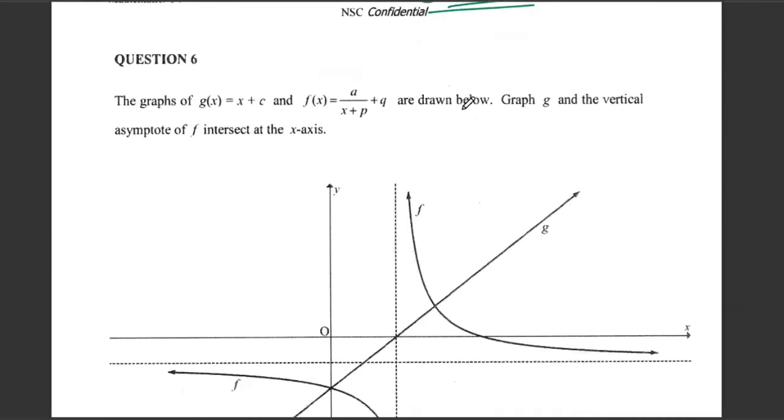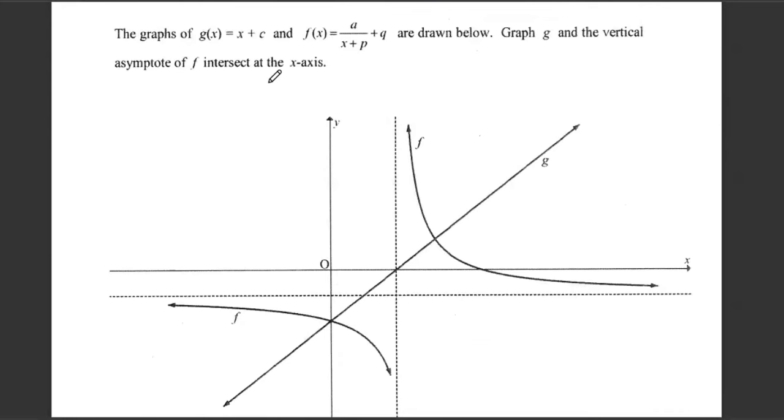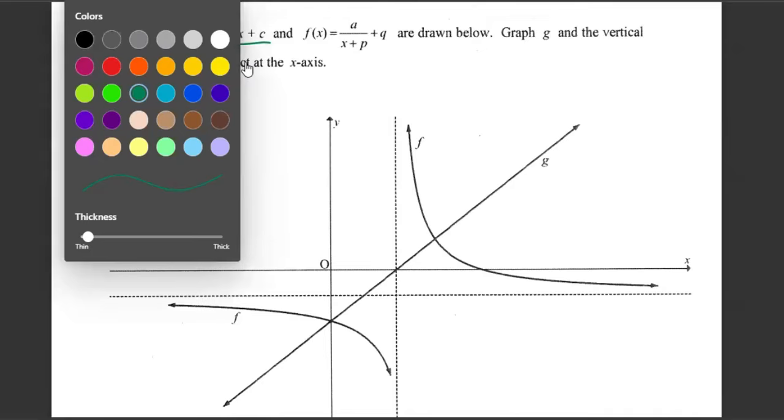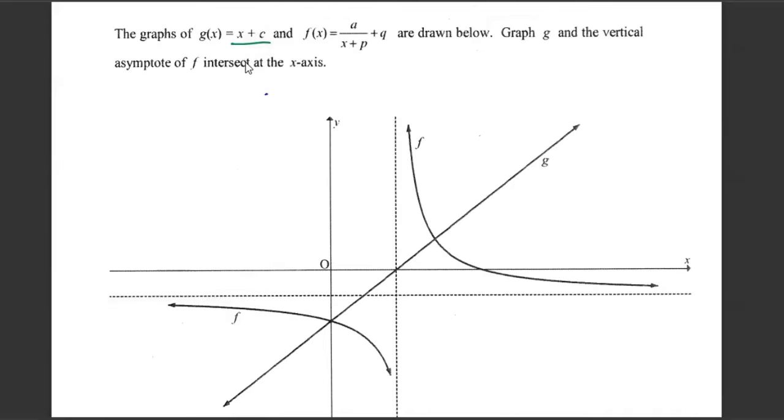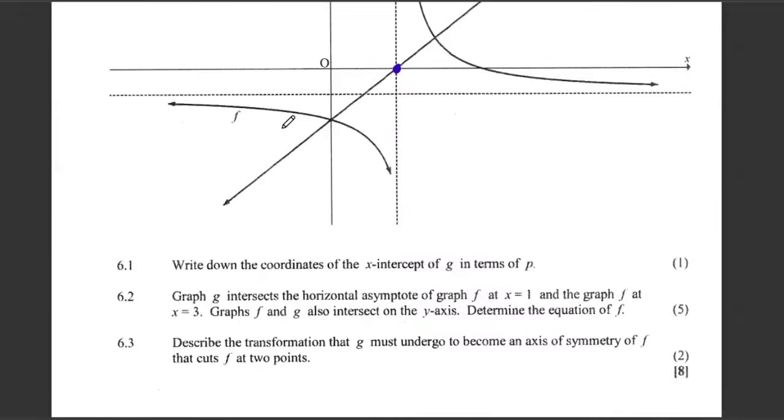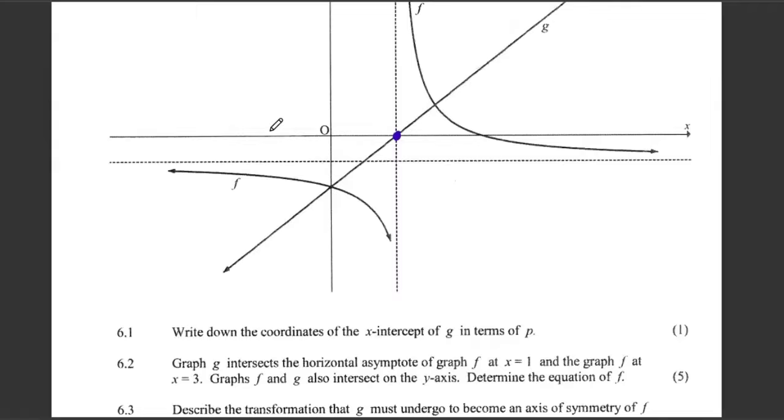All right, question number 6. The graphs: g of x, which is just a straight line because it is x plus c, and f of x, which is a over x plus b plus q, the hyperbola, drawn below. Graph G and the vertical asymptote intersect at the x-axis. And 6.1, can we write the coordinates of the x-intercept of G in terms of P?